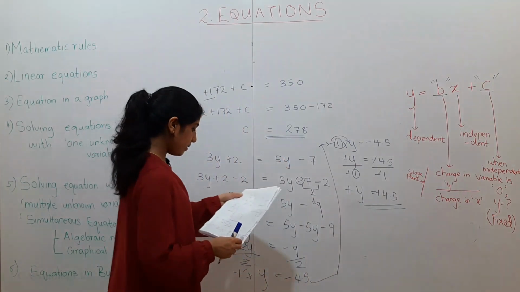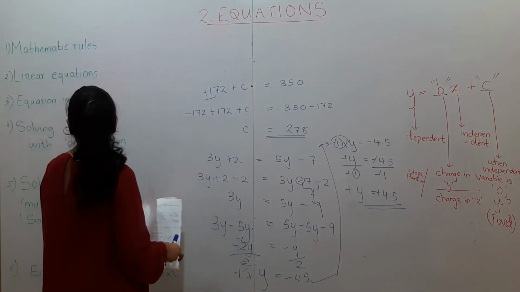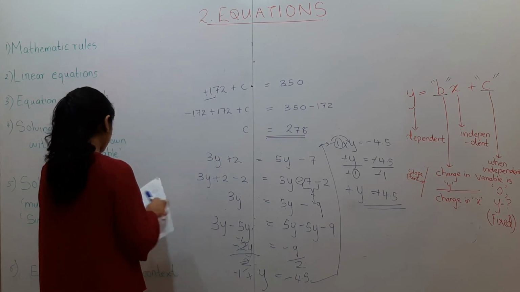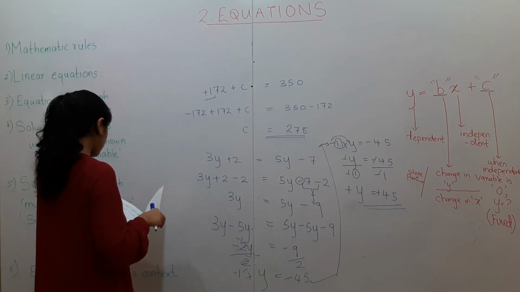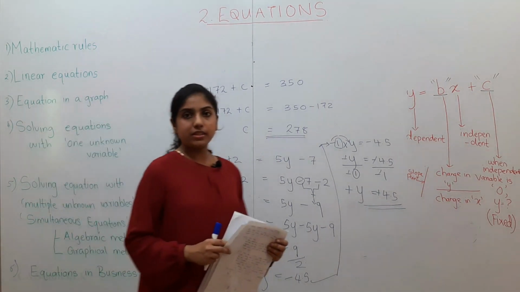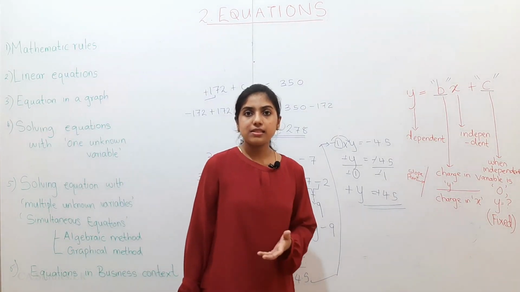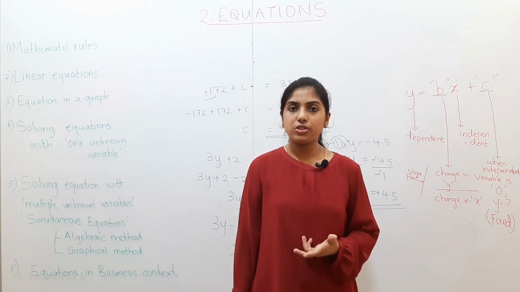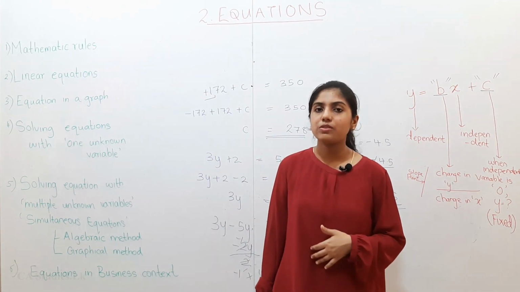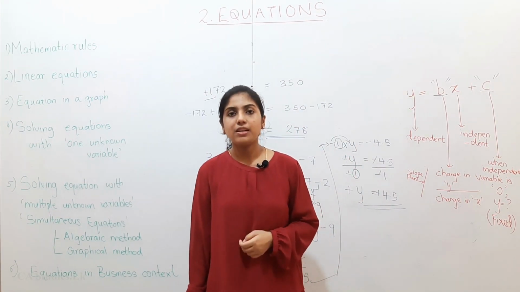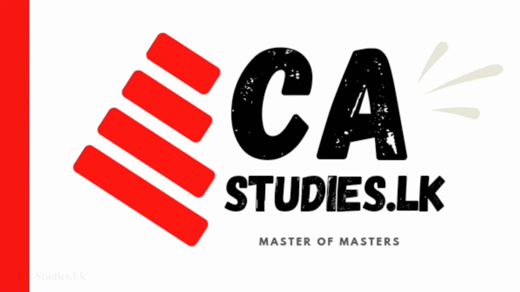Having said that, we finish solving equations with single unknown variables. Next, let's look at solving equations with multiple unknown variables, which is called simultaneous equations.